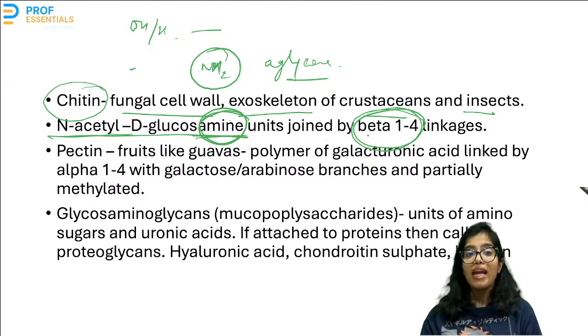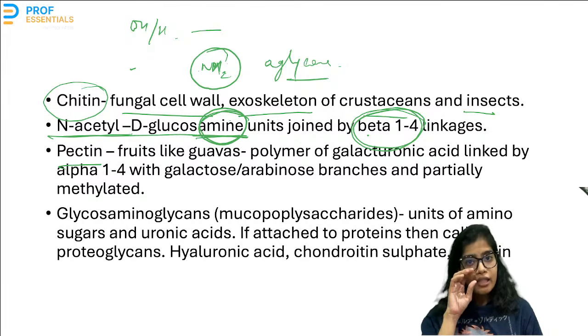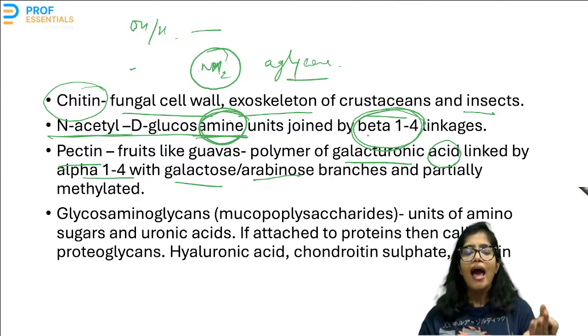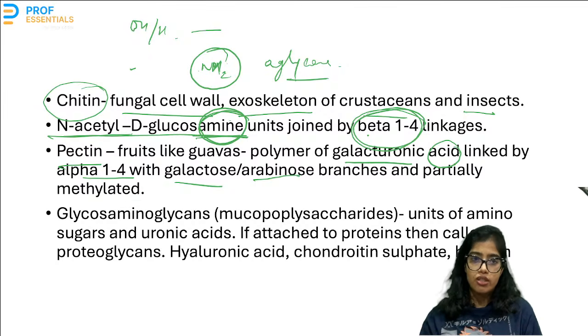Okay, now pectin. Pectin is present in fruits like guavas, and it is a polymer of galacturonic acid. That is an acid linked by alpha 1,4 linkages with galactose or arabinose branches, and it has partial methylations.